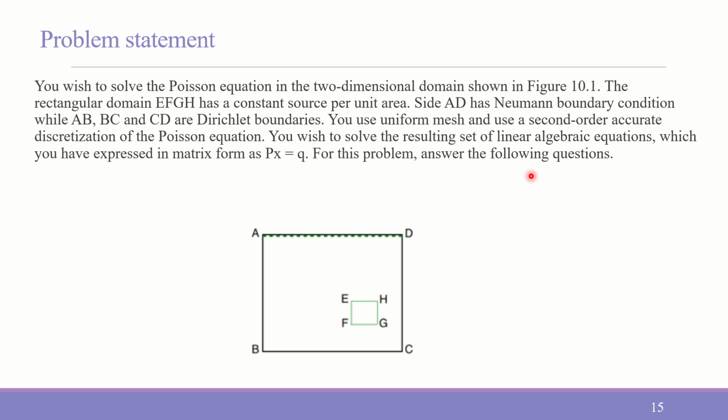Now this domain ABCD has 4 boundaries, and of those 4 we have one Neumann boundary condition, which is AD. The Neumann boundary condition can be like an adiabatic boundary condition, where the gradient value is 0, or we can give the gradient value as something else. We are not specifying it exactly as 0 or some value, but it is a value for the derivative of the variable that we are specifying.